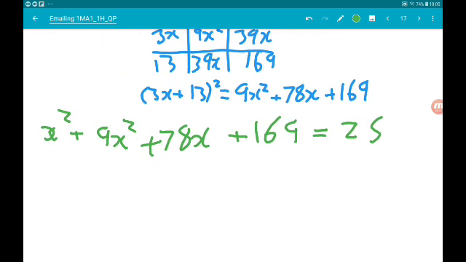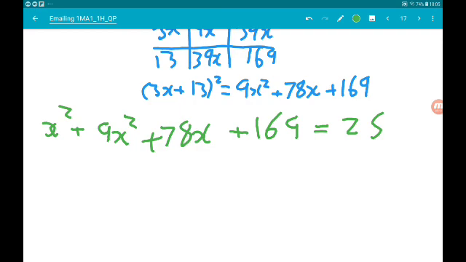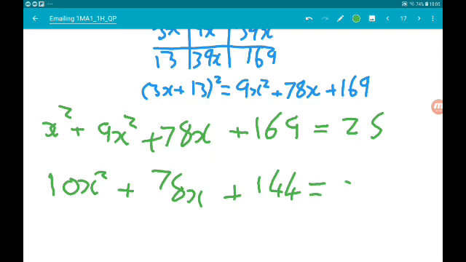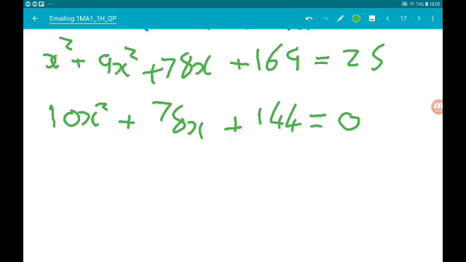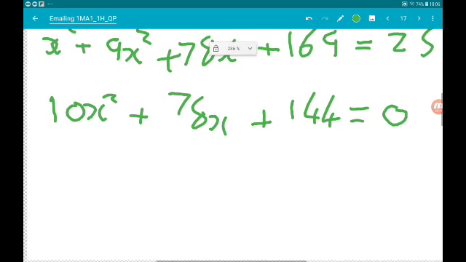Okay, so now when you're solving quadratics, you always want to solve them equal to 0. So we're going to simplify the x squared terms. We're also going to subtract 25 from both sides. So x squared add 9x squared is 10x squared. So we got 10x squared add 78x, and then 169 minus 25 is 144. Now, at this point with these bad boys, it's always worth checking whether or not there's a common factor that we can divide away. Here, there is a common factor of 2. So we can divide everything through by 2.